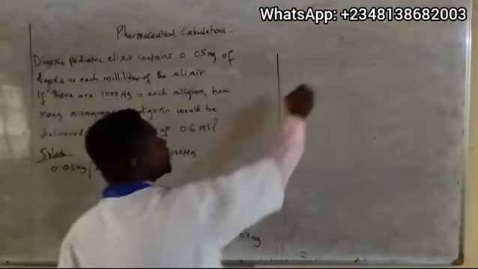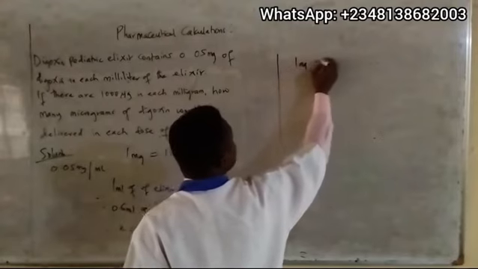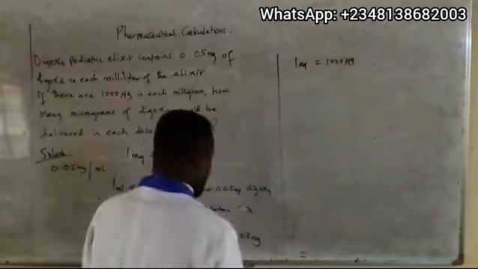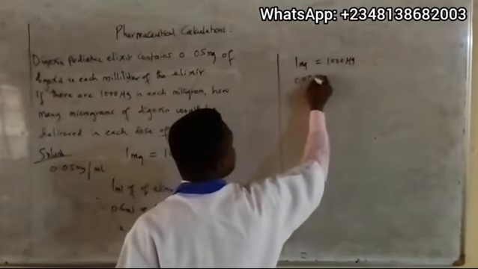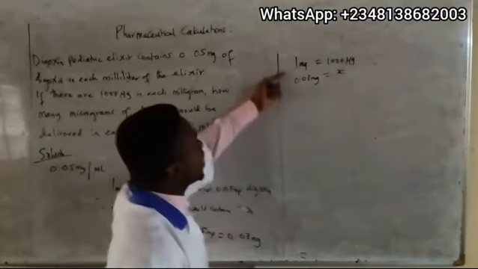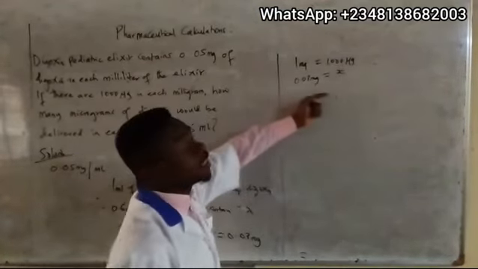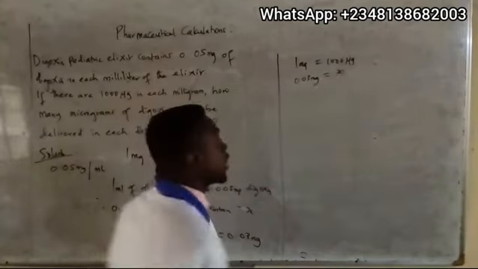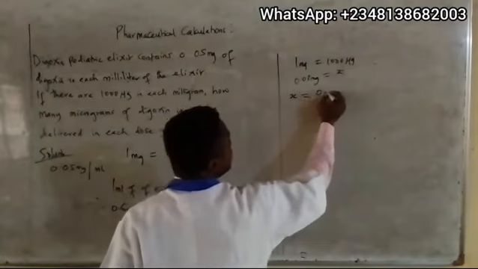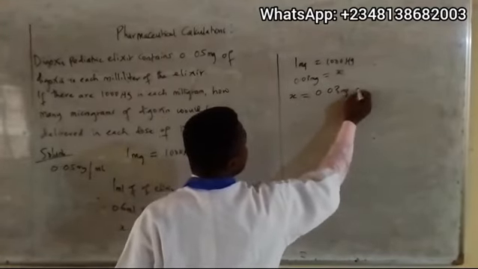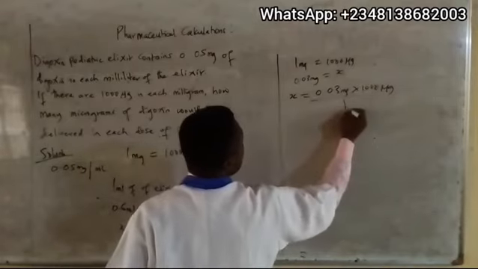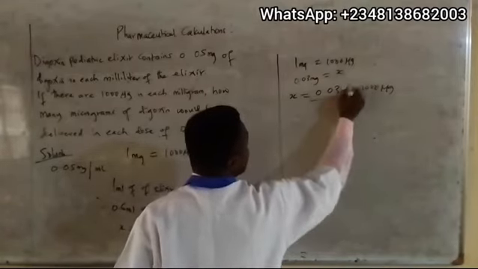We have already established that 1 milligram is equal to 1,000 microgram. So 0.03 milligram will now be what? We don't know, we call it X. If 1 milligram is 1,000 micrograms, 0.03 milligram will now be how many micrograms? So we find X. We can multiply again. X is now 0.03 milligram times 1,000 microgram all over 1 milligram. Milligram will cancel milligram.